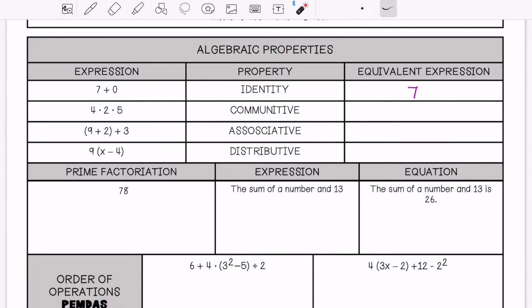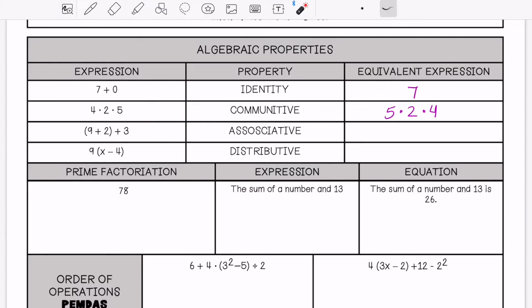All right, then we have the commutative property. So that is where in multiplication or addition, you can change the order of the numbers and it is not going to change the value. So 4 times 2 times 5 is 40, and 5 times 2 times 4 equals 40 as well. So that's not changing the value of the expression. You can do this with addition as well. So for example, 5 plus 4 equals 9, just like 4 plus 5 equals 9.